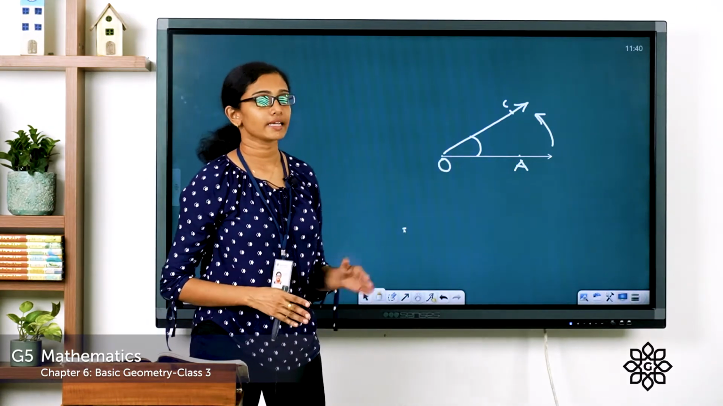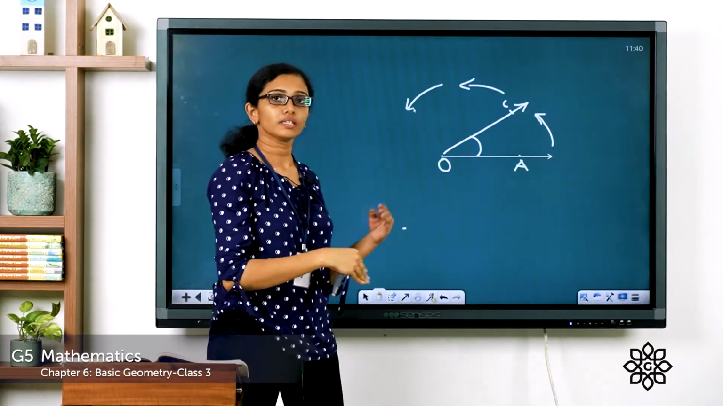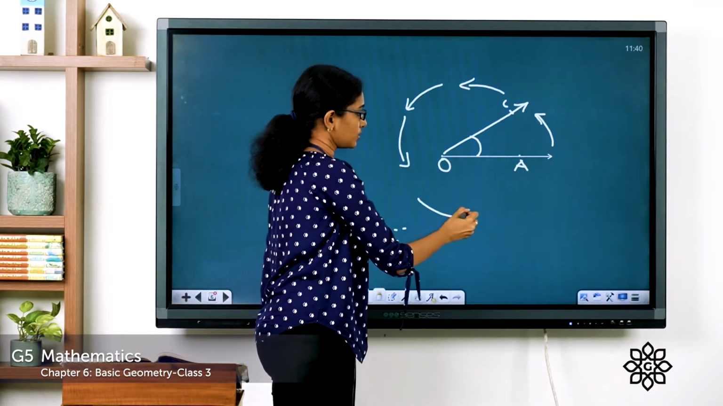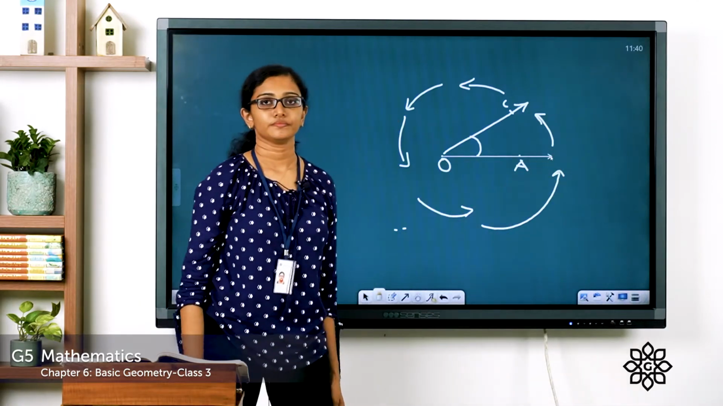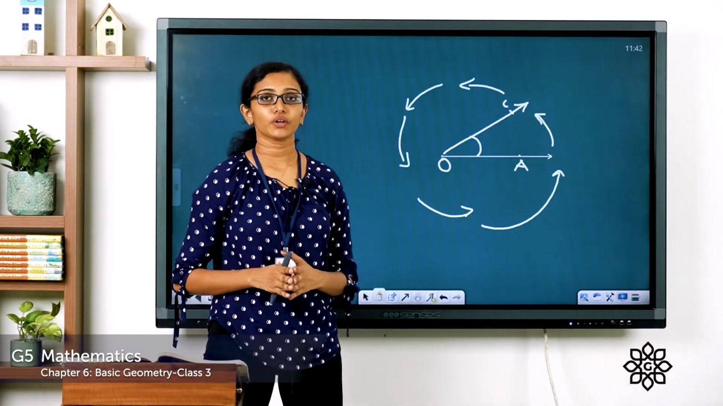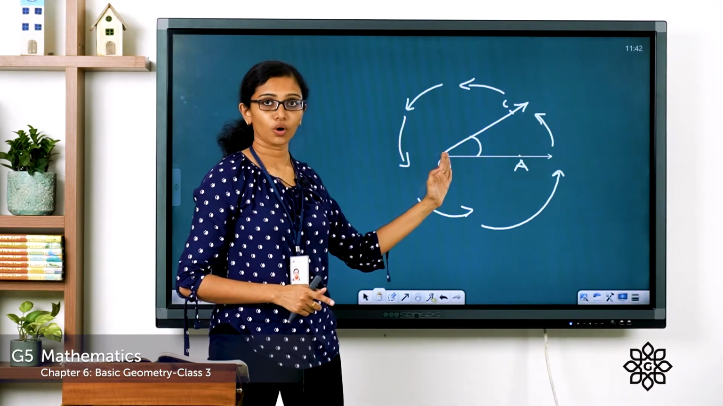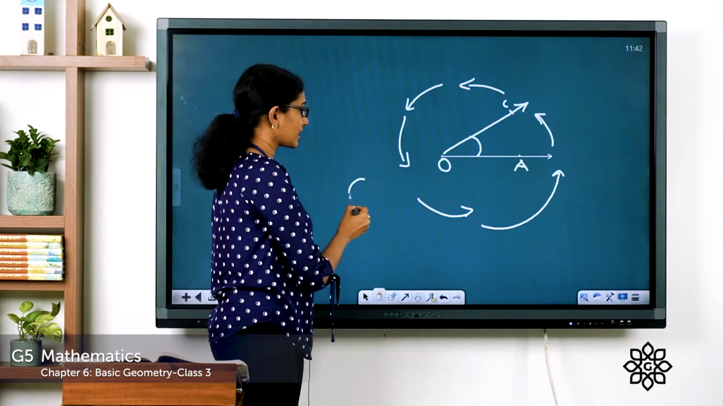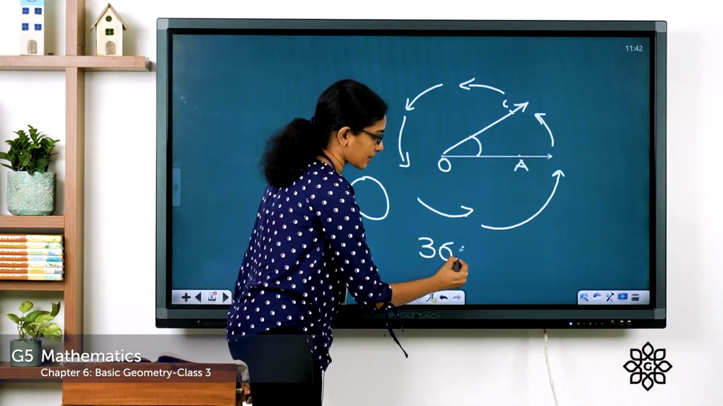If we keep on rotating this ray like this, or the other way around, you can also rotate like this. Now, I'm turning this around and it comes back to the initial position. So it has turned around one full circle. If we draw the path of this ray when it is turning around about this point O, we will get one full circle. And in that case, that ray would have covered a total angle of 360 degree.